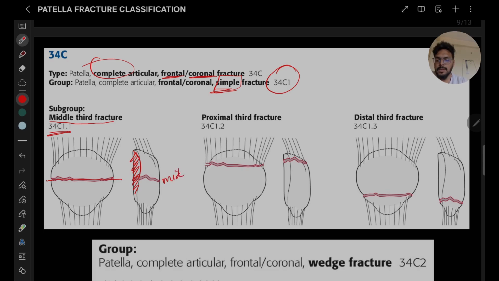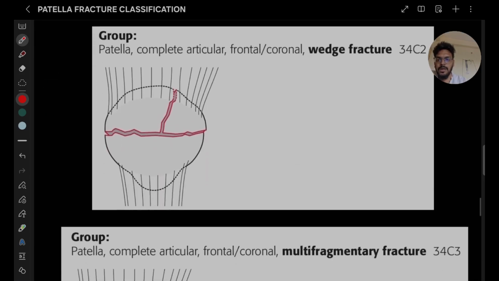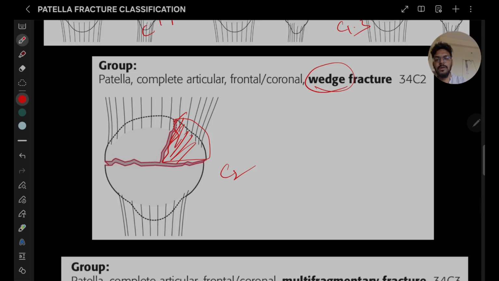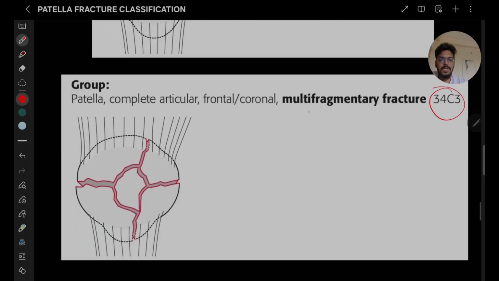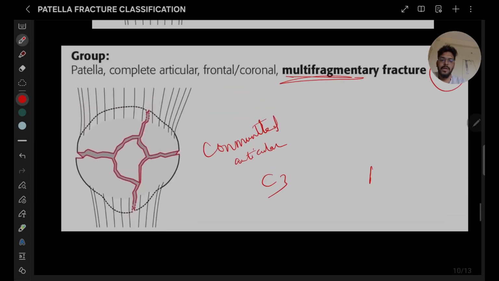So middle is C1.1. Proximal third is C1.2. Distal third is C1.3. Simple, middle, proximal and distal. Then C2 is a complete articular fracture with a wedge fragment. This is the wedge. C3 is multifragmentary, so a comminuted articular fracture is C3. This is the AO classification simplified for patella.